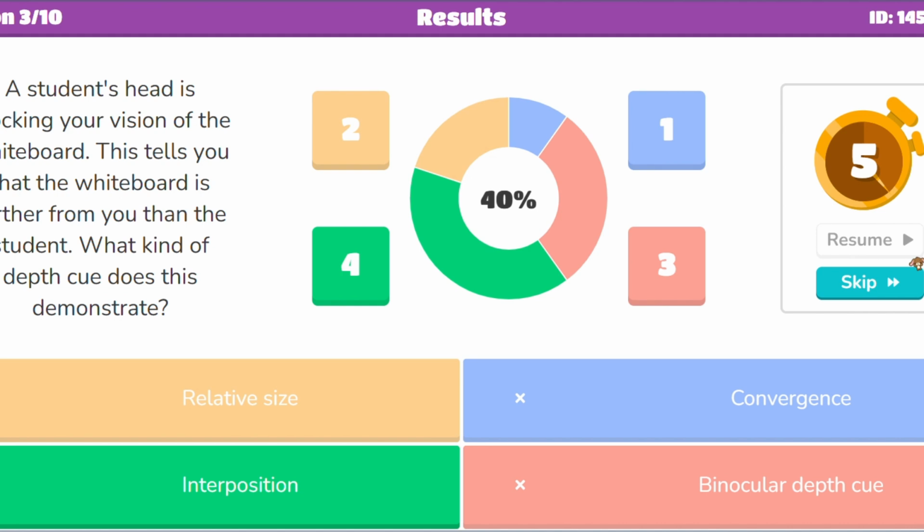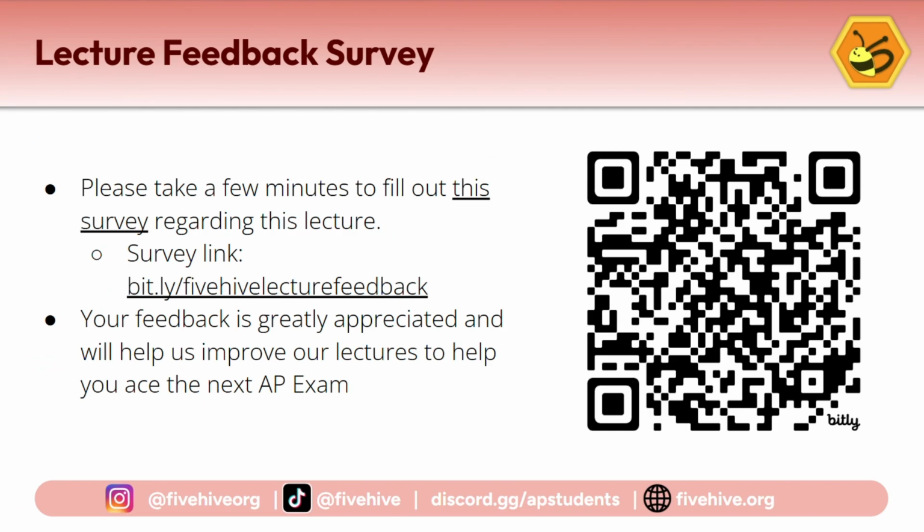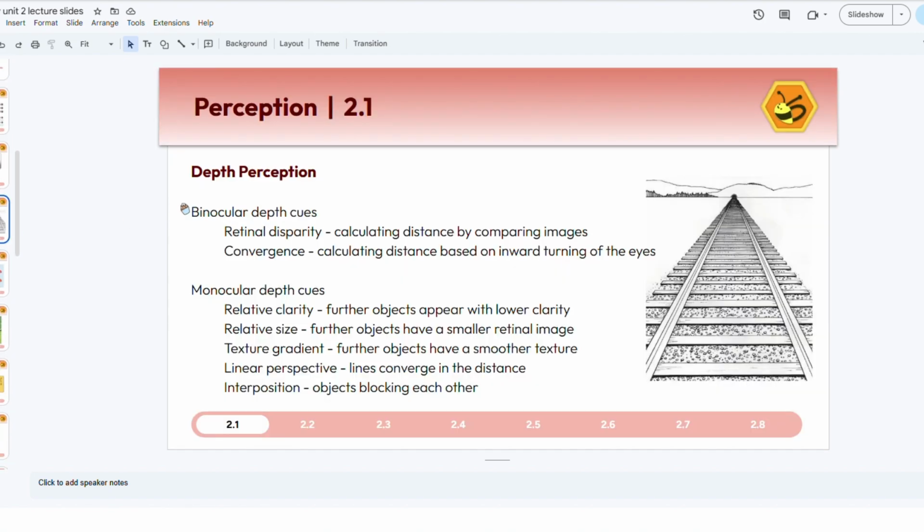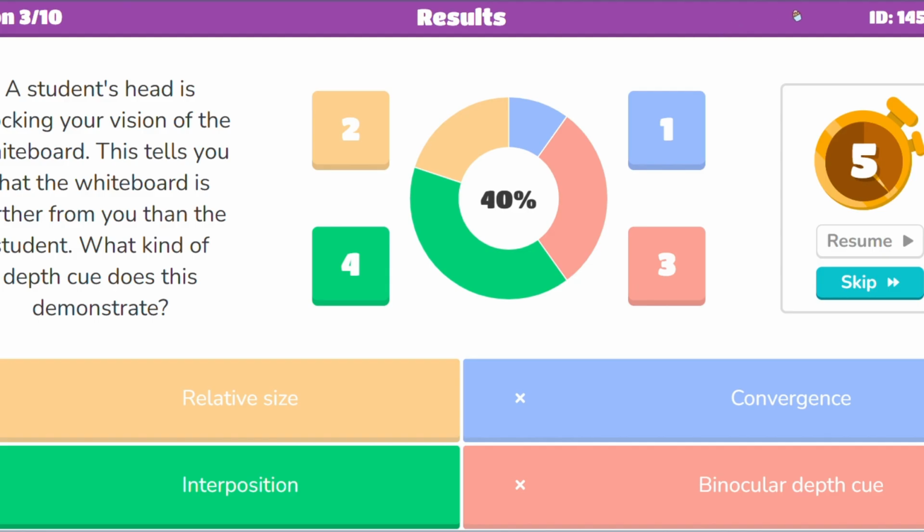Binocular depth cues are depth cues that depend on both eyes, so that's retinal disparity and, ooh, what's the other one? Hold on. That's, oh, and convergence. But interposition is the right answer. Yeah, convergence is based on the angle that you're.